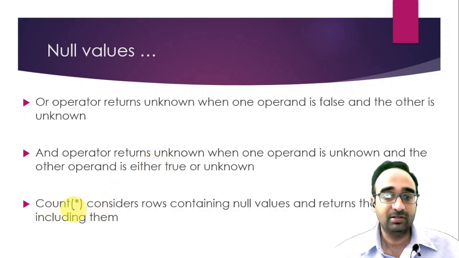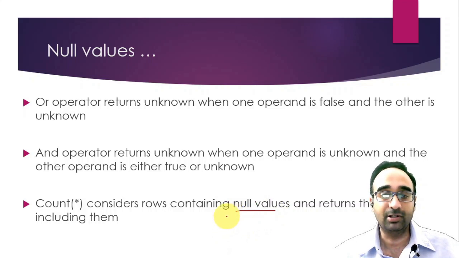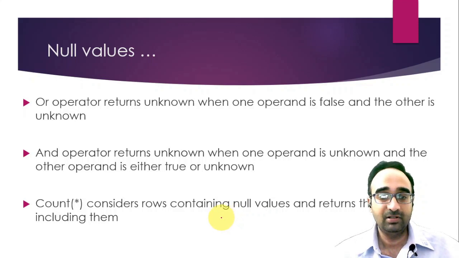And next, we are coming to aggregate operators. The first aggregate operator is count star. This is very important. Why I am saying it is important is that count star includes null values whenever it is going to return the count. It is not going to ignore them, it is going to take them into the count. So I will show you.